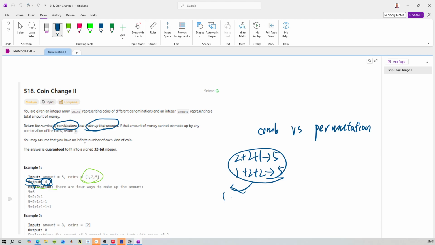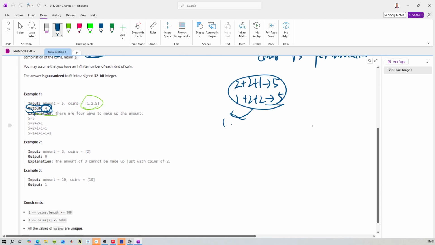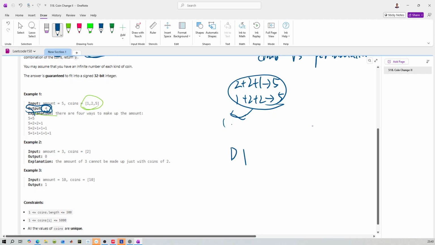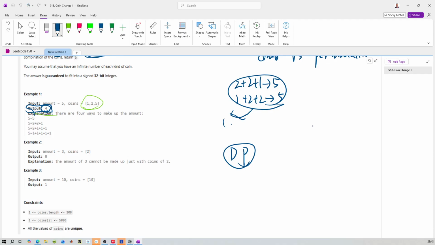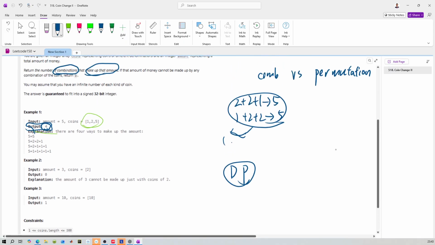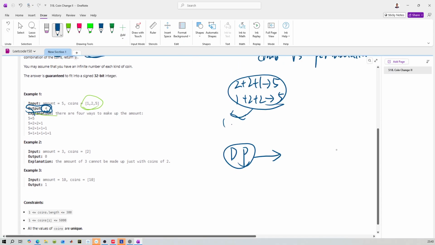Understanding that is very important, and then let's work this problem out. This problem itself falls into the category of dynamic programming. For a dynamic programming type of problem, it's very important to write the correct transfer function.